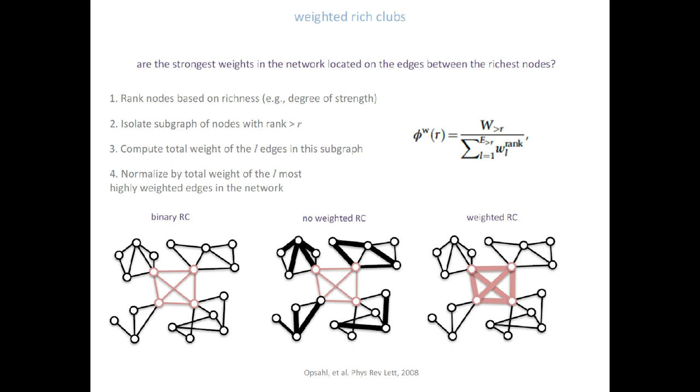So basically we're saying, if all of the strongest weights in the network are on this subgraph of nodes greater than R, then I'm going to have a coefficient of 1. If they're not, then I'm going to have a value less than 1. And just to show this intuitively, this is what we get in a binary rich club. I've got modules, here are the hubs, they're densely connected with each other, the red are the rich. In this case, this is a network with no weighted rich club. Here, all of the strongest edge weights, the thick lines, are within modules and not between the hubs. So there's no weighted rich club here, even though there's a binary rich club. And this is what a weighted rich club would look like: all of the strongest weights in the network are on the connections between the hubs.